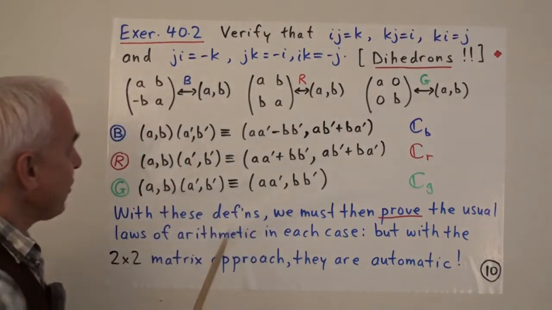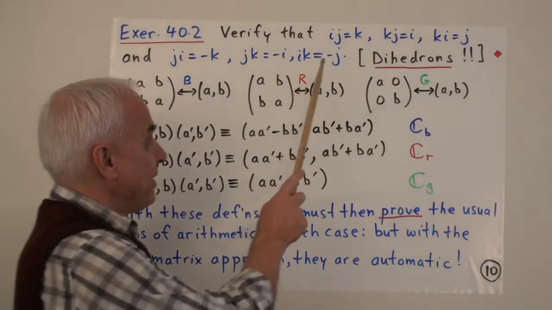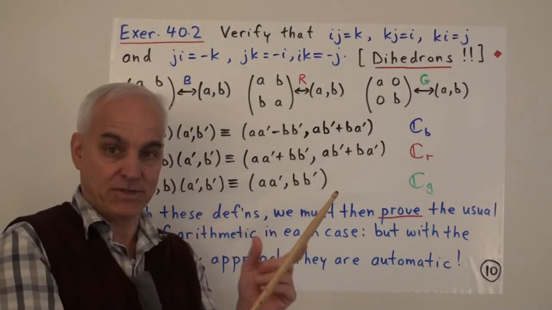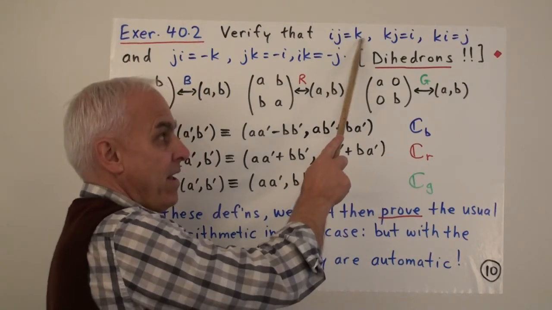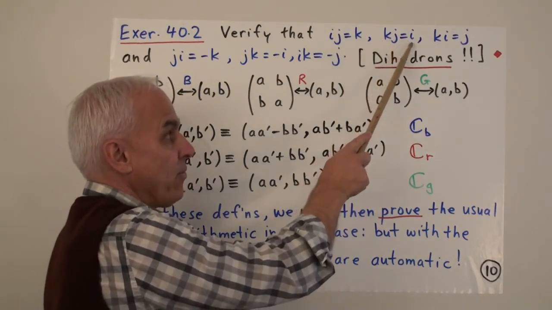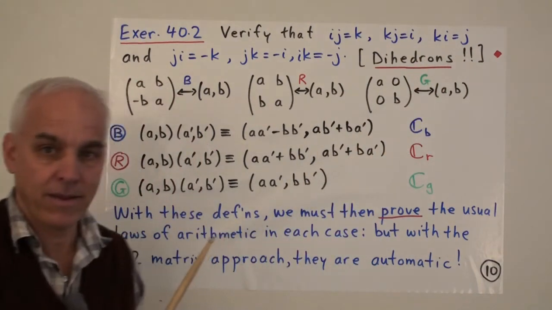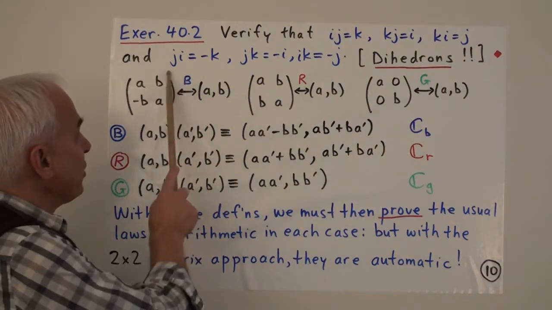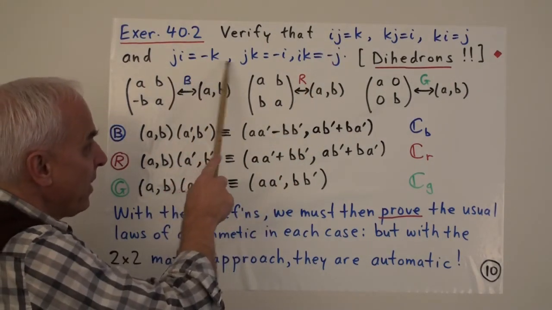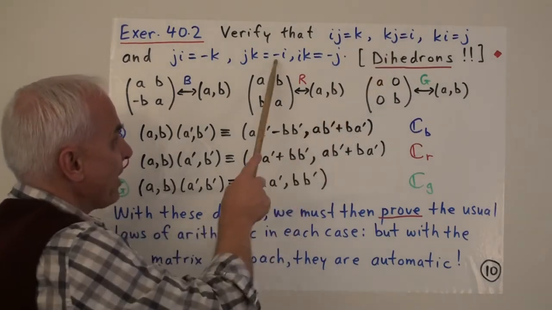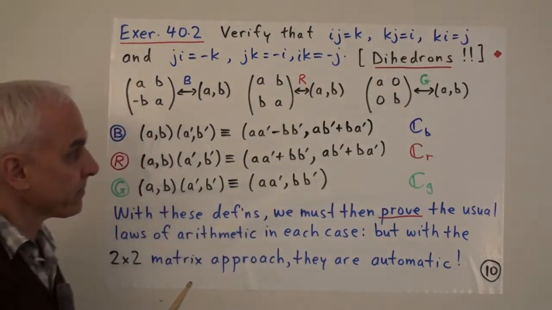Okay, so here's a fun exercise for you to get used to those matrices I, J, and K. Verify that we have the following relations. These are relations between 2 by 2 matrices. That I times J equals K, that K times J equals I, and that K times I equals J. And furthermore, that if we invert the order here, then we get minus K: JI equals minus K, JK equals minus I, and IK equals minus J.